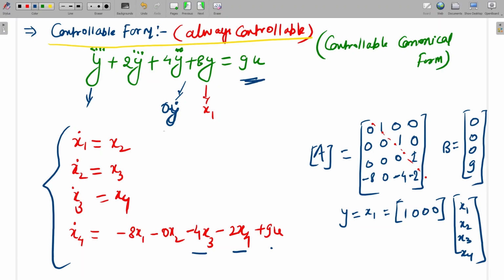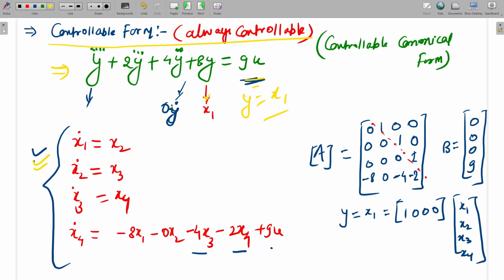Is it clear how I have written this, or should I explain once more? See, a differential equation is given: y to the power 4 dot plus 2 y 3 dot, plus 4 y double dot, plus 0 y dot, since nothing is given for y dot, plus 8y is equal to 9u. So I am assuming y is equal to x1. Step 1 is this one. Then x1 dot will be equal to x2.